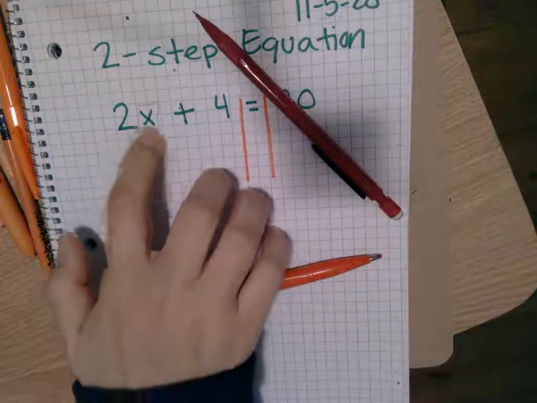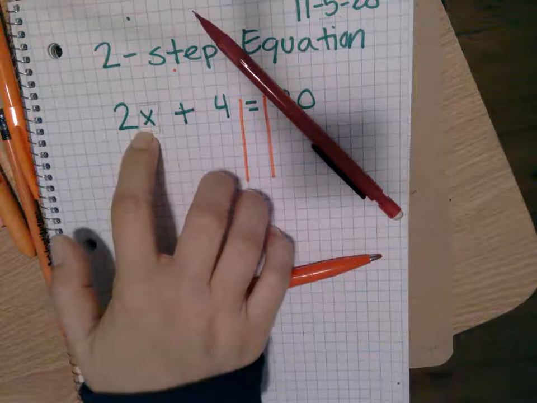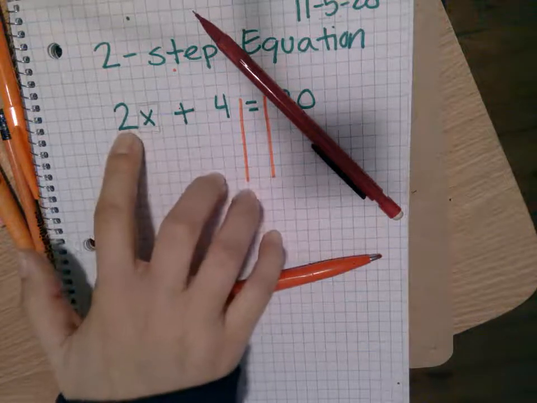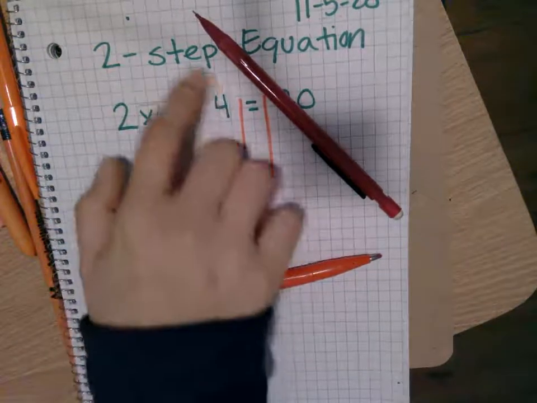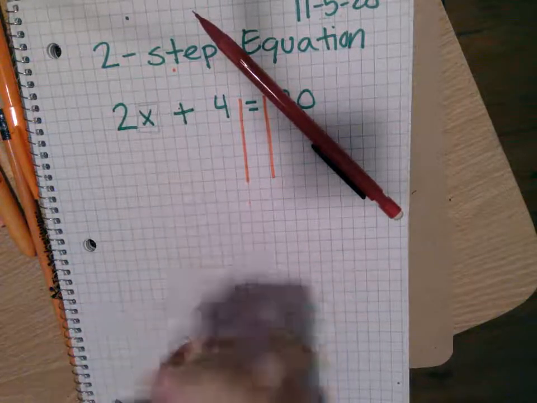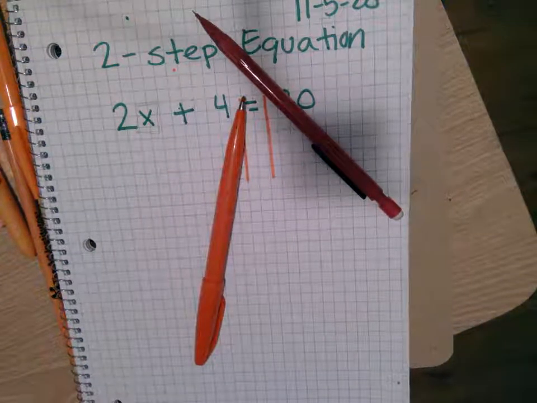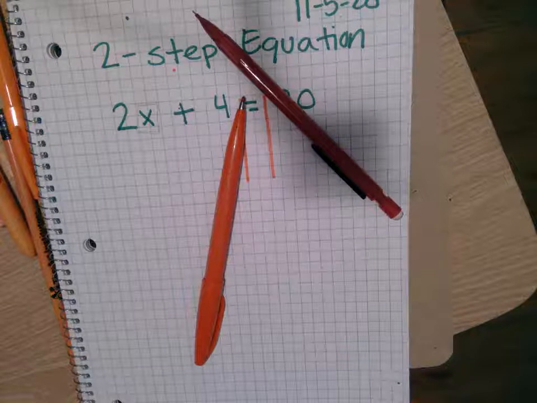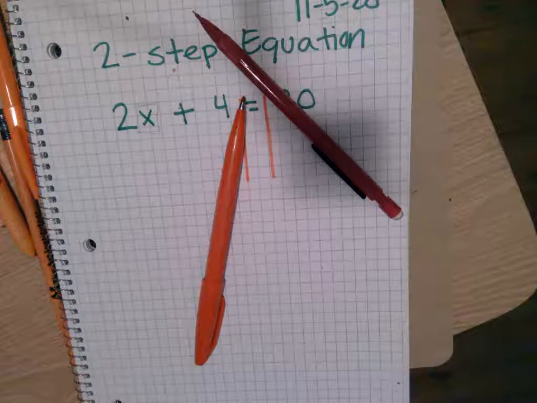So here it is, 2x plus 4. I want to get x by itself. But now I have 2 numbers in the way. I have the number 2 and I have the number 4 that are on the side of the x. So I got to move them. I have to move the 2 and I have to move the 4. But wait! Which number you move first makes a huge difference in your answers.